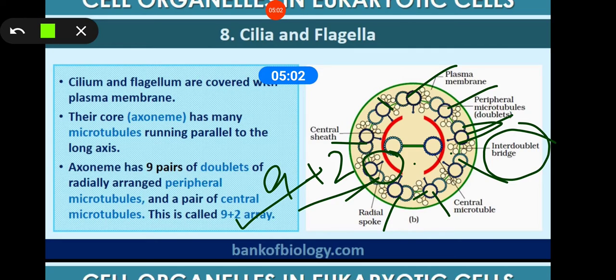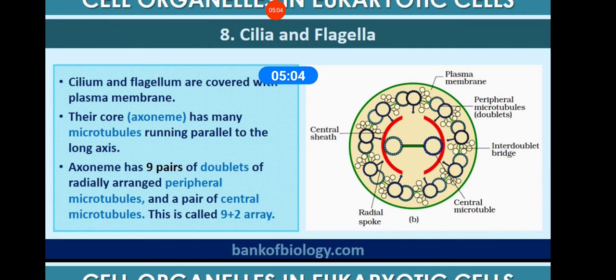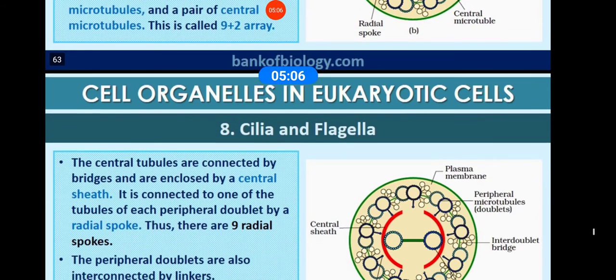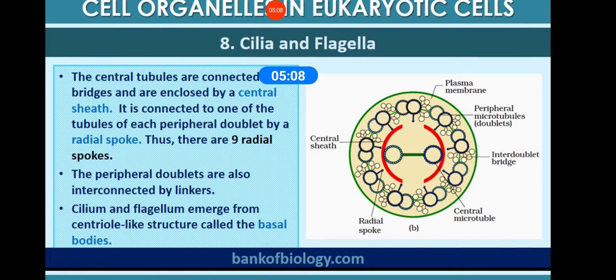Nine pairs of doublets. These are called microtubules. Now inside, you can see the central tubules are connected by a bridge and are enclosed by a central sheet. It is connected to one of the tubules of each peripheral doublet by a radial spoke.